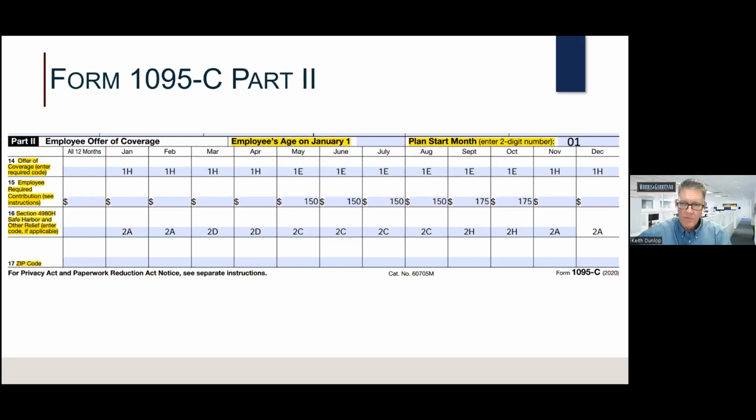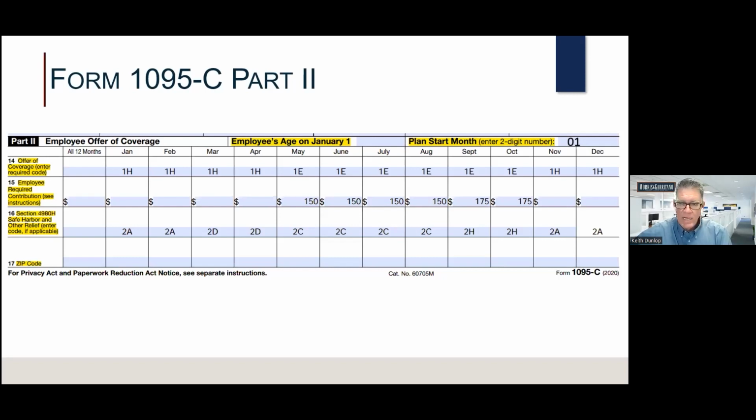So now we have an offer code, code 1E, paired with cost of coverage to the employee of 150, and code C, meaning the employee enrolled in coverage. Then in September, there is a change. In this situation, the employer maybe had their renewal in September. The cost of coverage is now a bit higher.